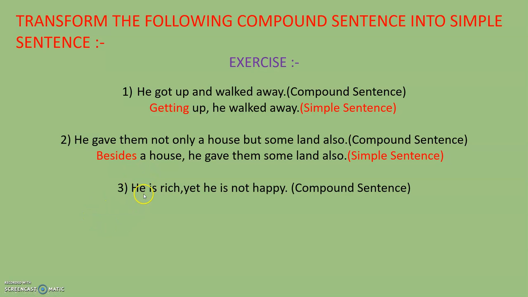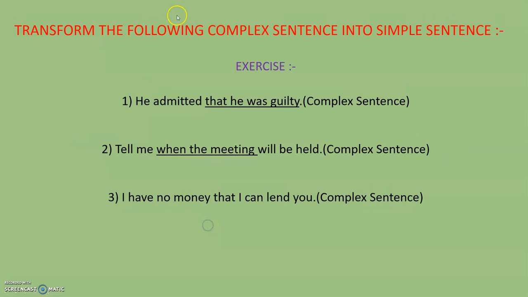Then let's look at the third. He is rich, yet he is not happy. So you have the coordinating conjunction "yet" here. So it's a compound sentence, two independent sentences there. So how do we change this now? In spite of being rich, he is not happy. So "in spite of" is a preposition. So you've used the rules that we have done in order to change the compound sentence into a simple sentence. So this is an exercise. We'll see another exercise, how to change a complex sentence into a simple sentence.